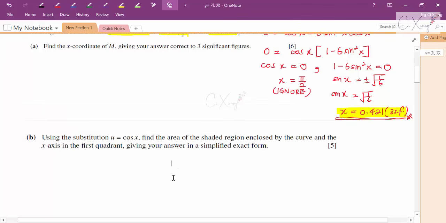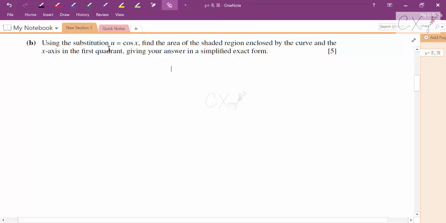Okay, so for part B, they want us to use the substitution of u equals cos x to find the area of the shaded region. So when you see area of the shaded region, it means that you need to apply integration enclosed by the curve and also the x-axis in the first quadrant. Give your answer in the simplified exact form. So please highlight the words exact form. That means your final answer should be in either surd form, or in terms of pi, or in fraction. All right.